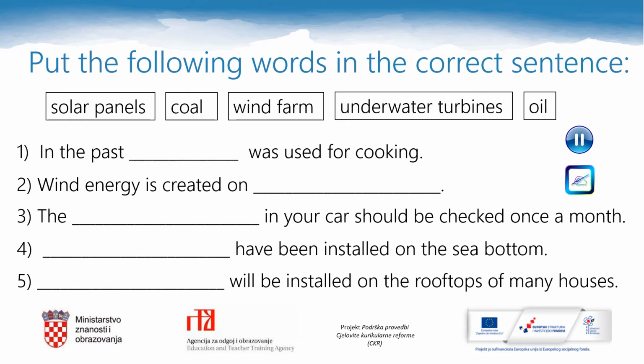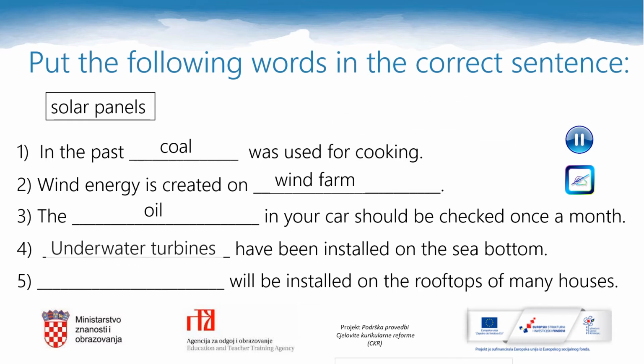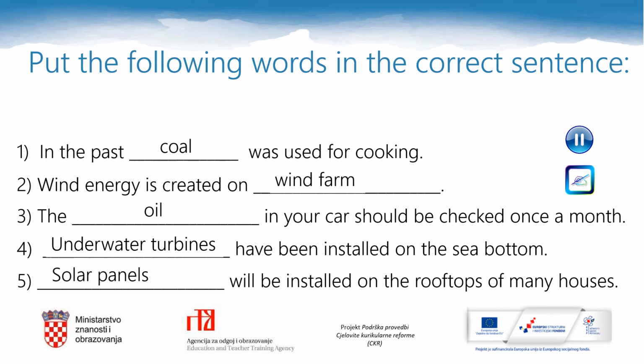Let's check. In the past, coal was used for cooking. Wind energy is created on wind farm. The oil in your car should be checked once a month. Underwater turbines have been installed on the sea bottom. Solar panels will be installed on the rooftops of many houses. Great job!